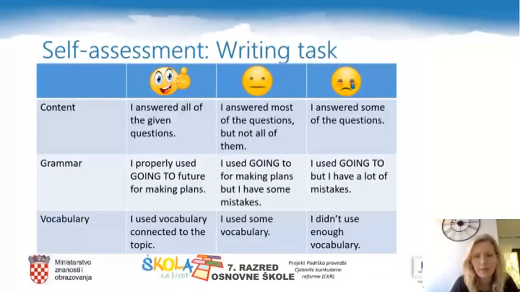When you have finished writing, take a look at this self-assessment grid and see how many points you have satisfied with your plan. You have to assess 3 things: content, grammar, and vocabulary. When it comes to content, you have to see if you have answered all of the given questions, so all 5 questions. Grammar, you have to see if you have used going to future in your plan and if you have used it properly. And finally, you have to see if you have used the vocabulary connected to the topic.